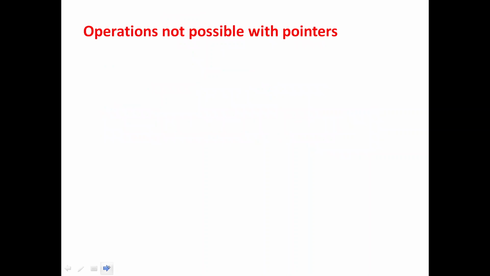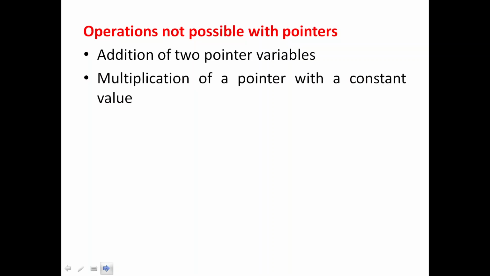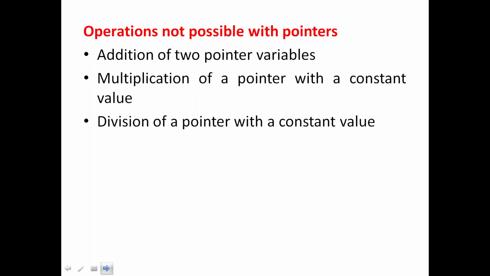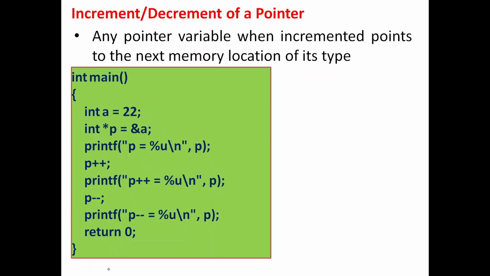The operations that are restricted on a pointer are: we cannot add two pointers, we cannot perform multiplication with a pointer, and we cannot perform division on a pointer. So these are the restrictions. Let us see them one by one.